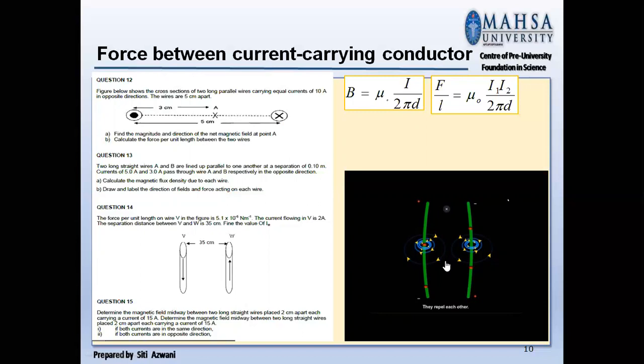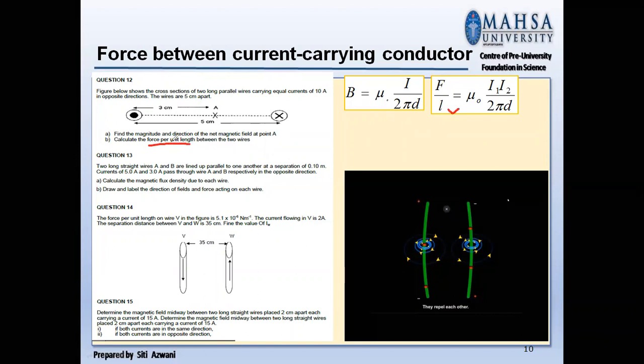This is talking about the direction. How about the formula? If you want to calculate the magnetic field B for each wire, you have the formula B equal to mu naught I divided by 2 pi D, or 2 pi R. And F divided by L for this question: if you refer to this question, they want you to calculate the force per unit length. So you need to use this formula.